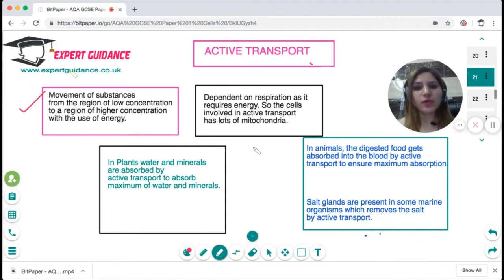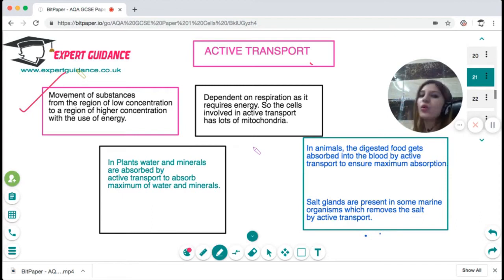Active transport, as you remember, we did uphill and downhill. So active transport is uphill. That is the movement of substances from low concentration to high concentration, that is, against the concentration gradient with the use of energy. It is dependent on respiration as it requires energy. So the cells involved in active transport have lots of mitochondria.